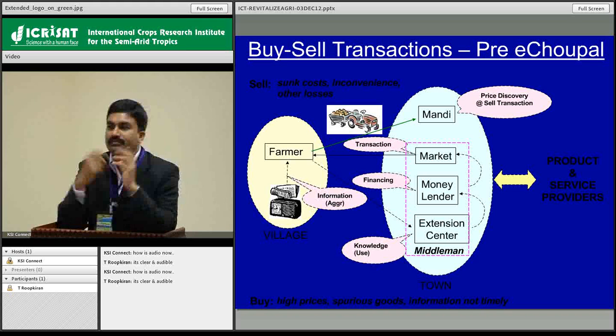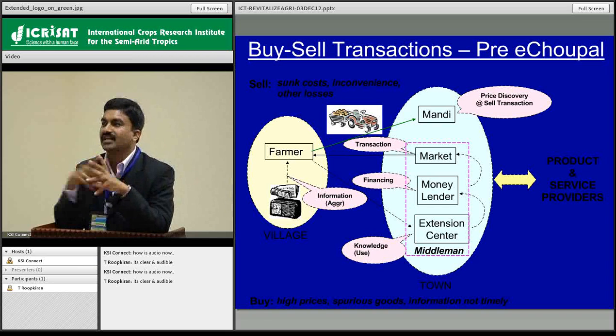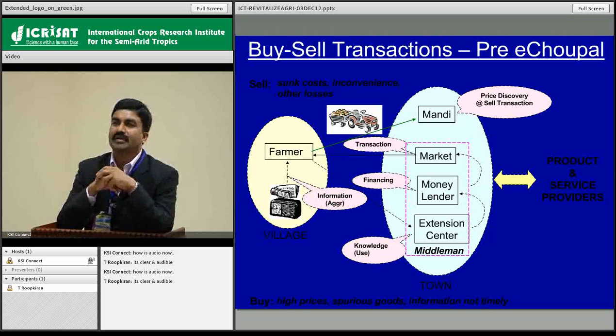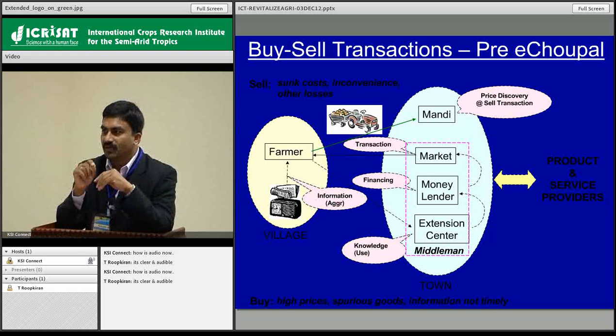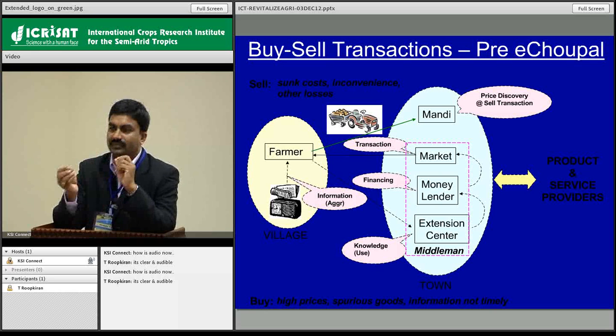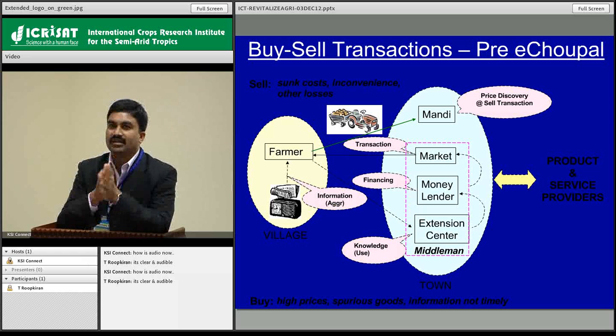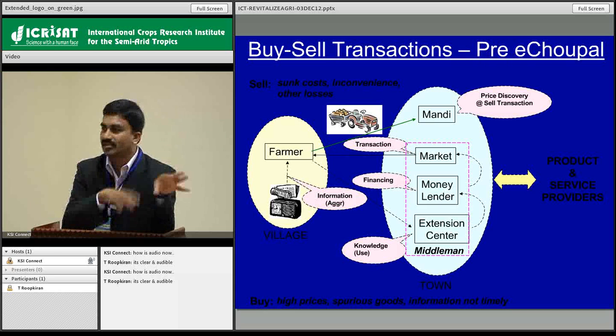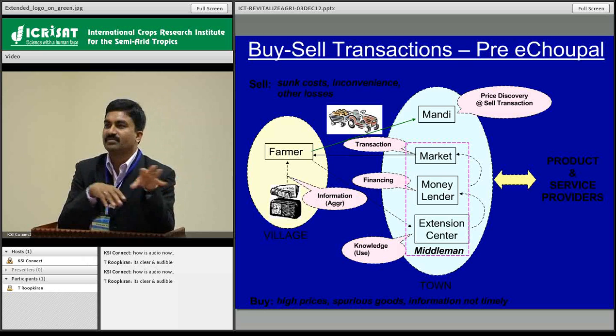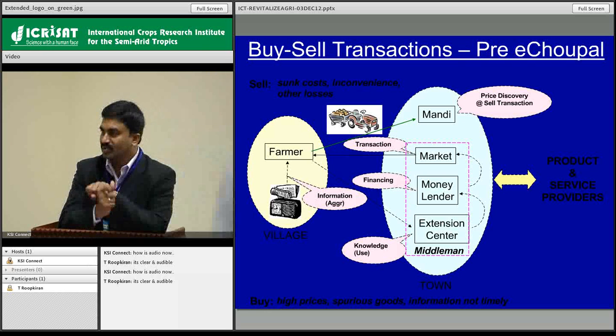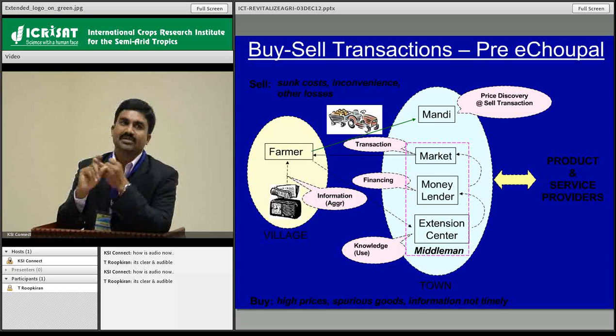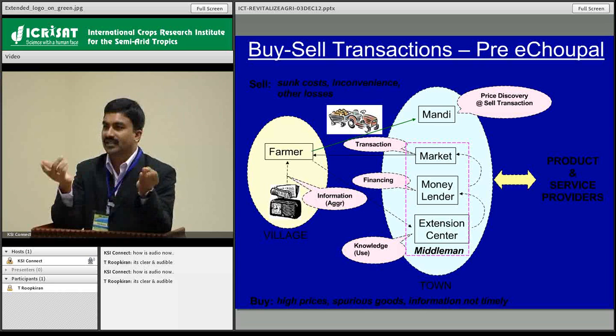So what happens with eChoupal? When it comes to selling his produce, the farmer can know the price he is going to get tomorrow, one day before, in the evening in his village. Apart from the information of the price at which he can sell, other relevant information like the price in the nearby mandis is also available to the farmer. So the farmer can decide whether he wants to sell tomorrow or not, and second, whether he wants to sell to ITC or any other person in the mandi.